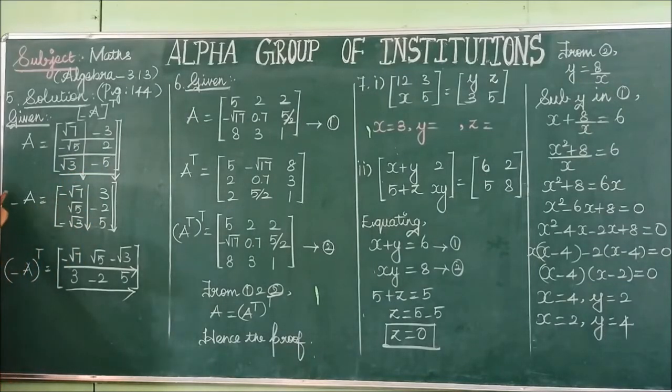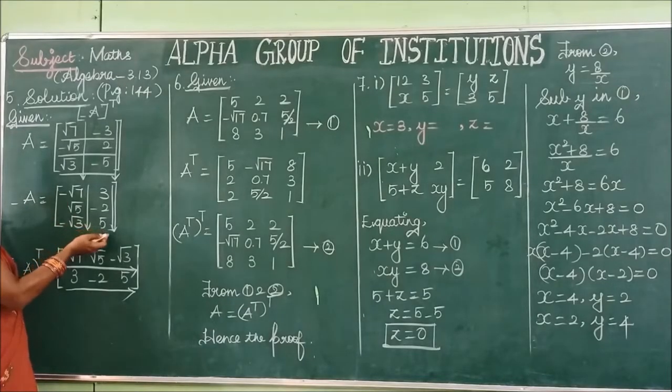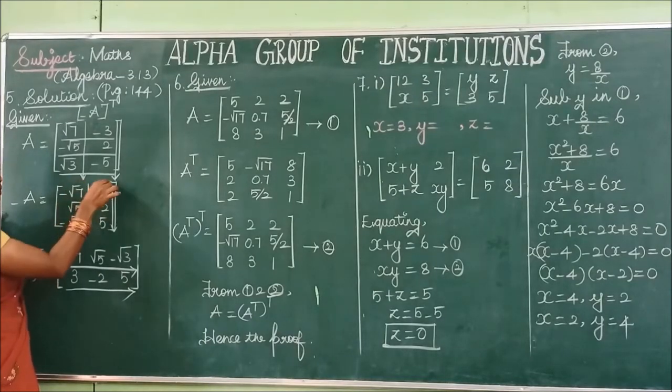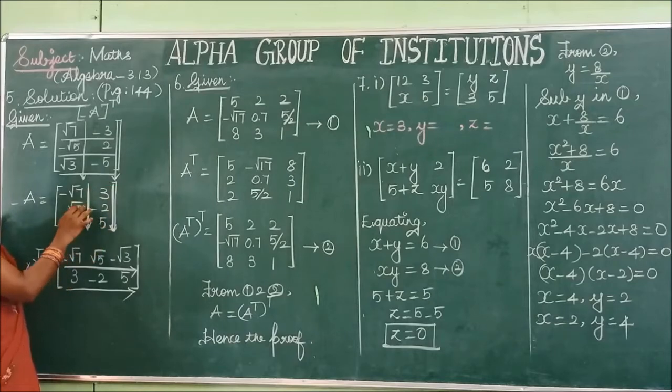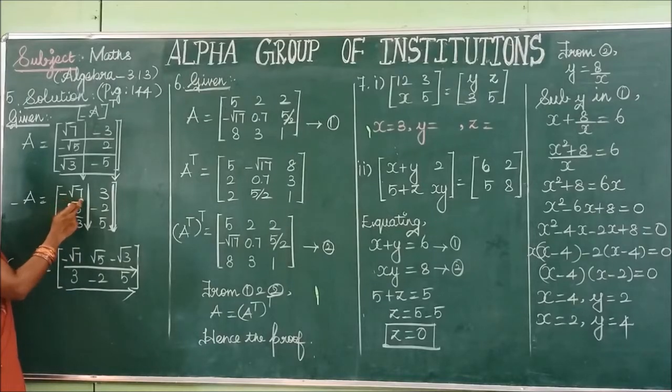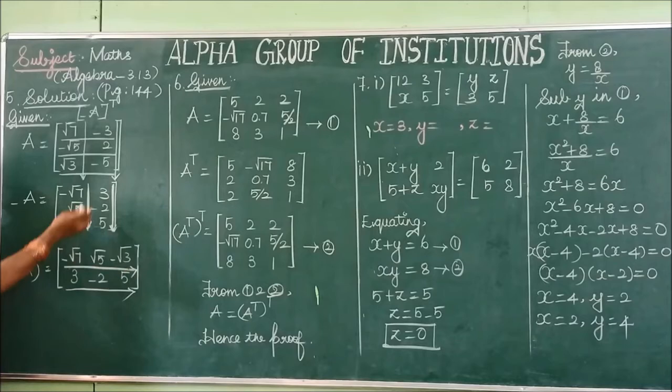Now you have to find minus A the transpose. So both rows will be changed as columns and columns will be changed as rows. Now take the first column and second column. The first column will be changed as the first row and the second column changed as the second row. Minus root 7, 5 minus root 3 will be taken here, and this second column 3 minus 2, 5 will be written as a second row.